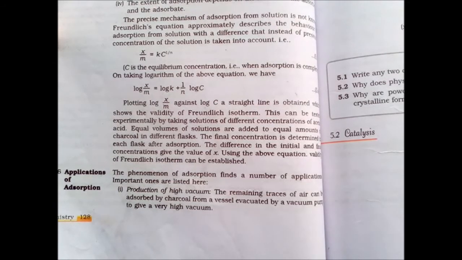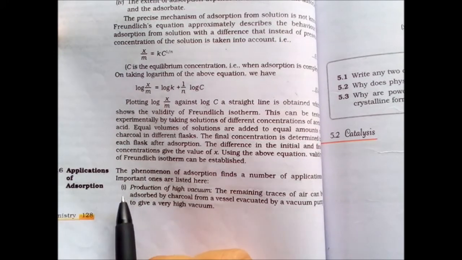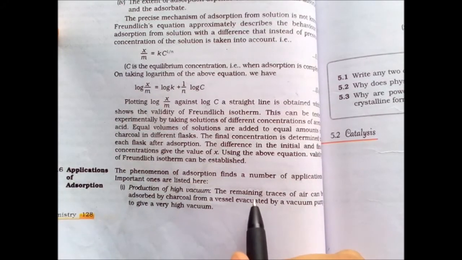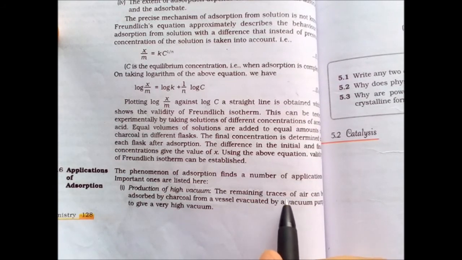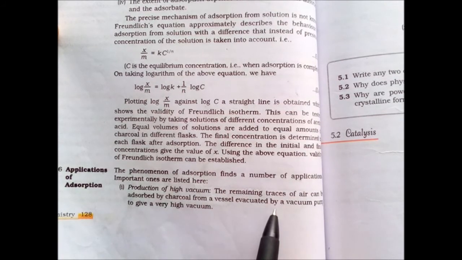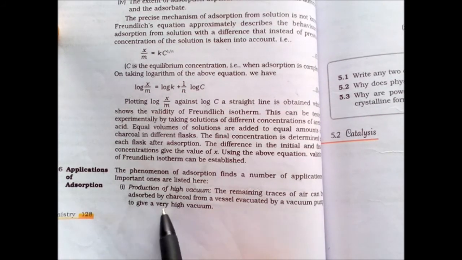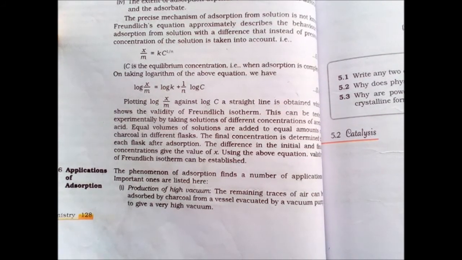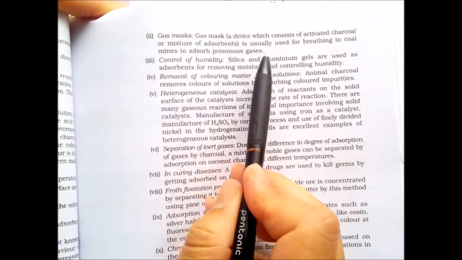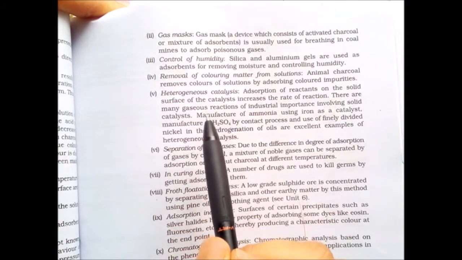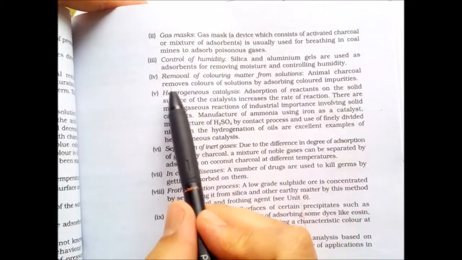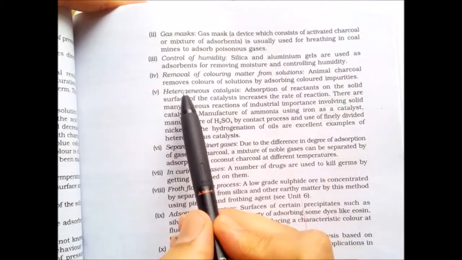There are many applications of adsorption. Number 1, production of high vacuum. Even remaining traces of air can be adsorbed by charcoal from a vessel evacuated by the vacuum pump, to achieve a very high vacuum. Similarly, in gas masks, activated charcoal is used to adsorb poisonous gases. Control of humidity: we have already talked about silica gel. Similarly, aluminum gel can also be used.